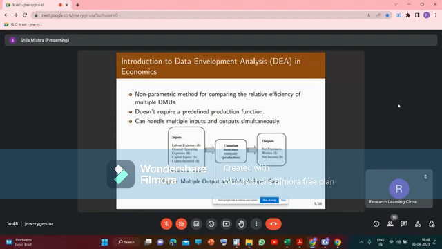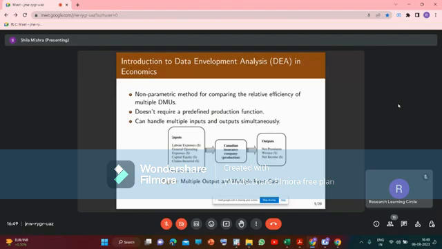Now, the other distinct feature of data envelopment analysis is that it doesn't require any functional form or production function. In economics, we do talk about several kinds of functional forms. One is the Cobb-Douglas functional form, and the other is the CES, and there could be other functional forms as well. Data envelopment analysis does not require any such predefined production function. In regression, we can only examine the association between independent variables and a dependent variable. But in data envelopment analysis, we can estimate the efficiency of decision making units with more than one output, and of course more than one input.